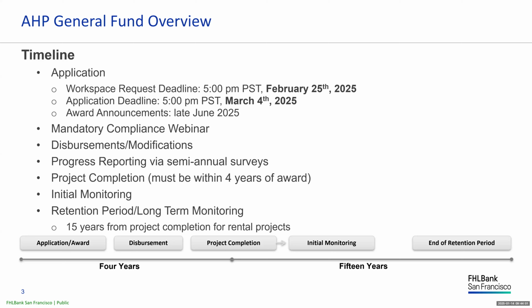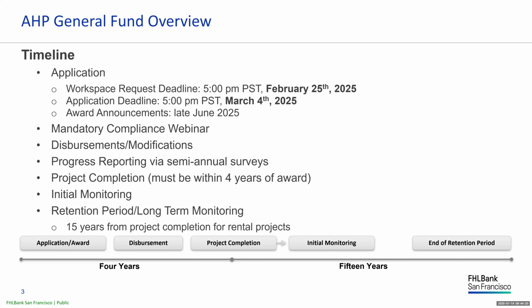Every 6 months until project completion, members and sponsors must complete a project progress report called a semi-annual survey. Awardees must complete construction and draw down and expend the AHP funds within 4 years of award approval. A project must show reasonable progress towards completion to maintain the AHP subsidy.